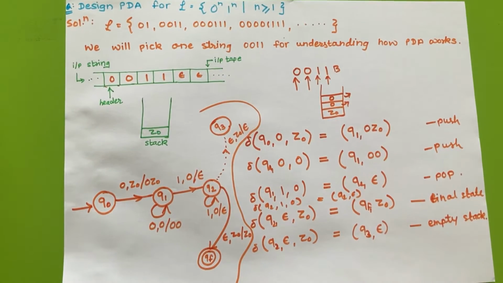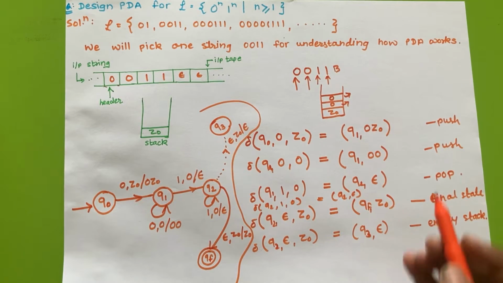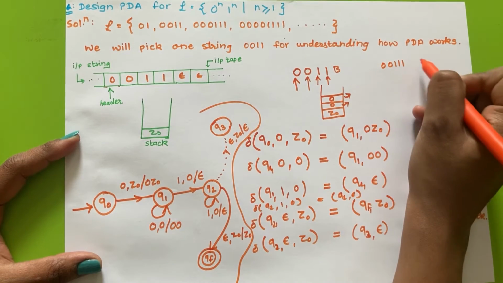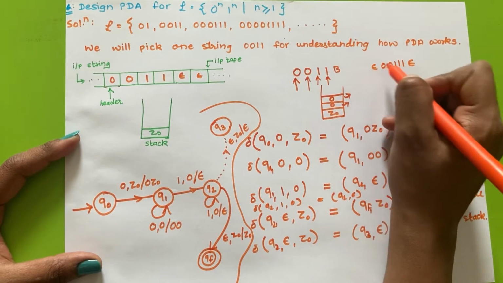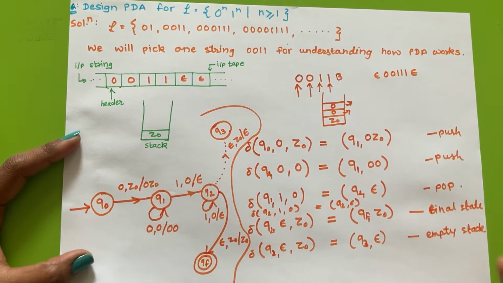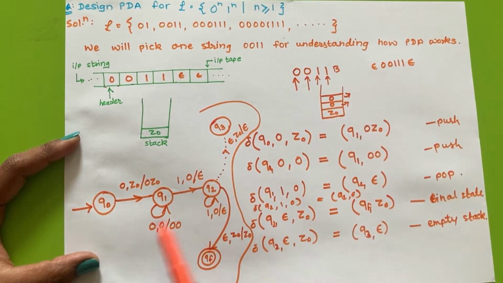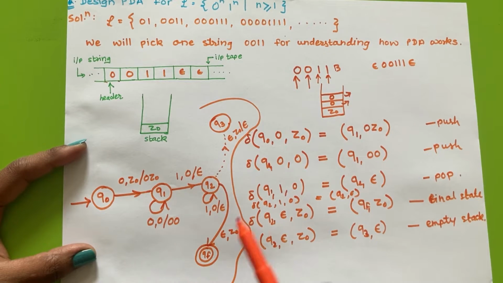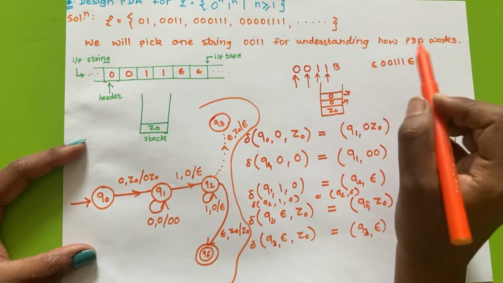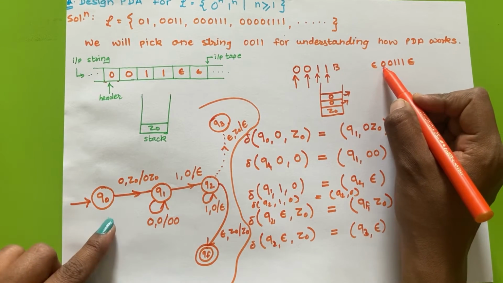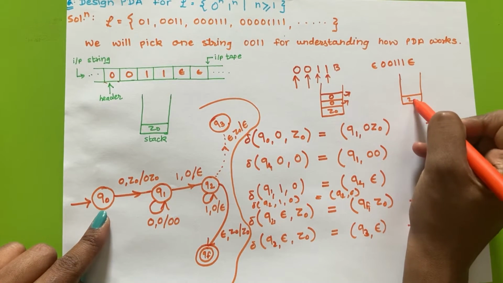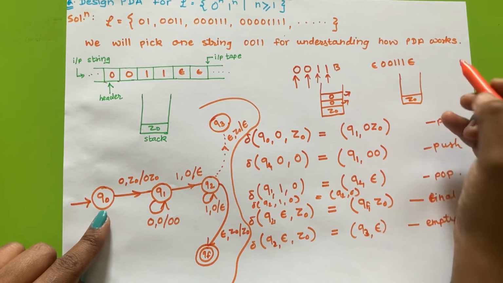Okay, so suppose we have entered a wrong string, that is, suppose 0 0 1 1 1. After this we have blank symbols, and before this also we have blank symbols. Okay, we will enter this string as input to this designed PDA. We will cross check it. Okay, so what will happen for this? The situation will be like, first we have stack top as Z0.